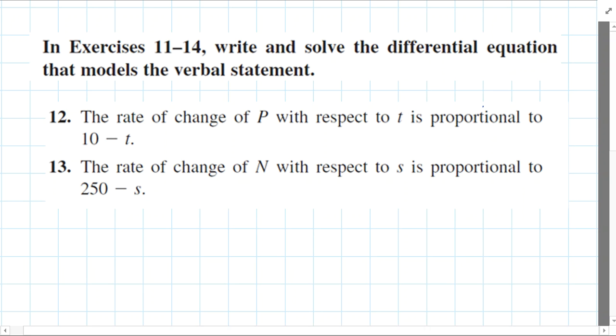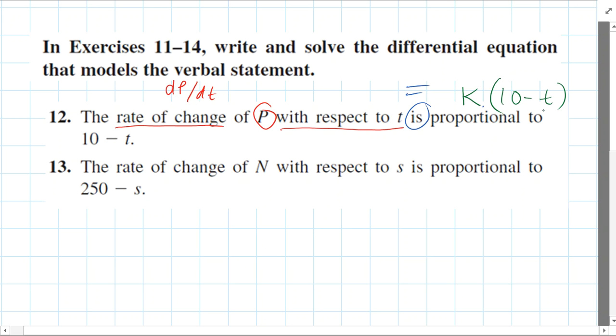But let's translate. If you see rate of change, it's of P with respect to t. Do they tell you how to write this one? Yes. What is it? dP over dt. So D capital P over D little t. The word "is": what does "is" mean? Equals. Proportional to. K. And then the thing that it's proportional to is the 10 minus t. So that's your differential equation.